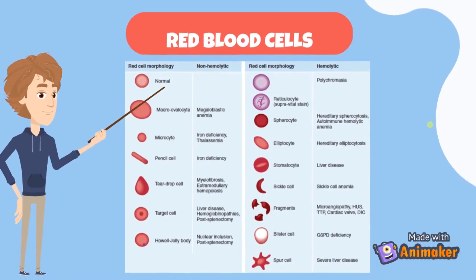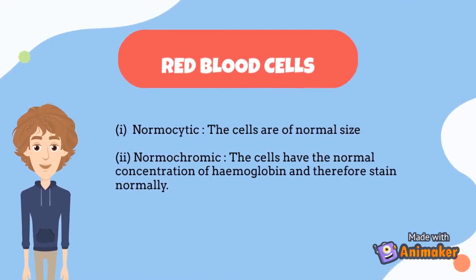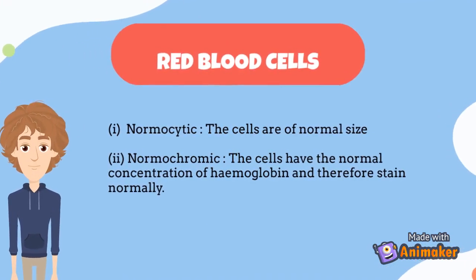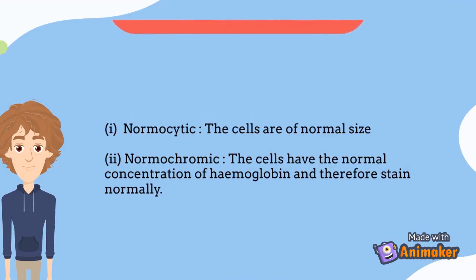In red blood cells, the normal morphology is described using two terms: normocytic and normochromic. Normocytic means that the cells are of normal size, and normochromic means that the cells have the normal concentration of hemoglobin. And this is how normal RBCs should look compared to various types of anemia.